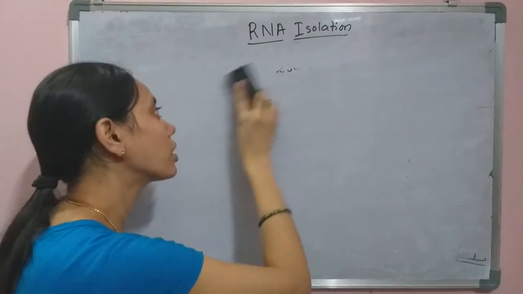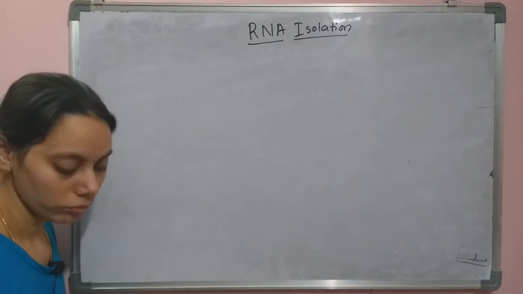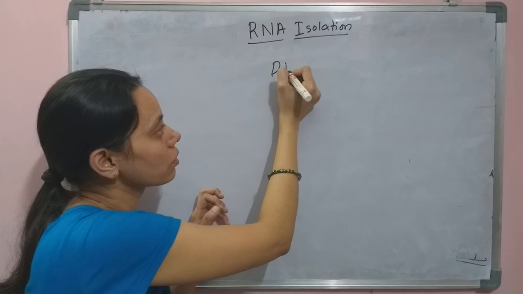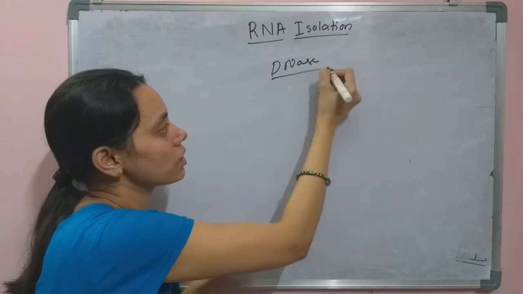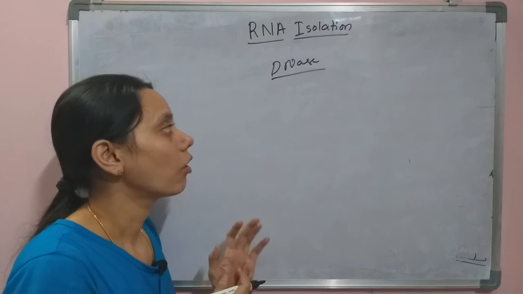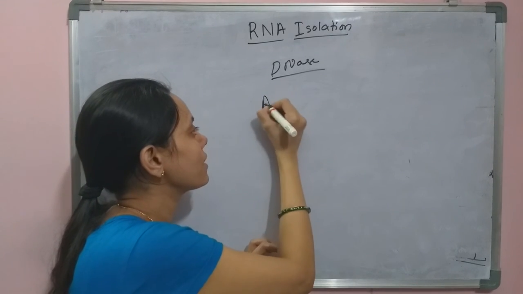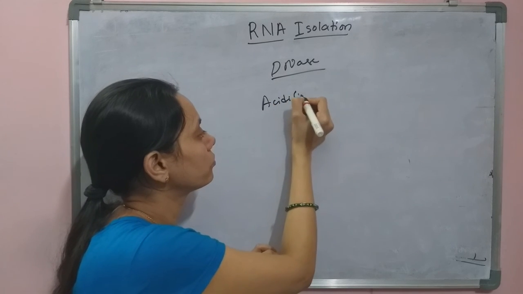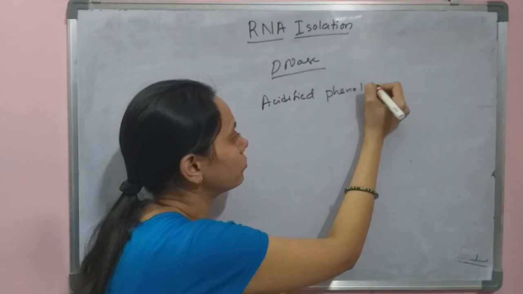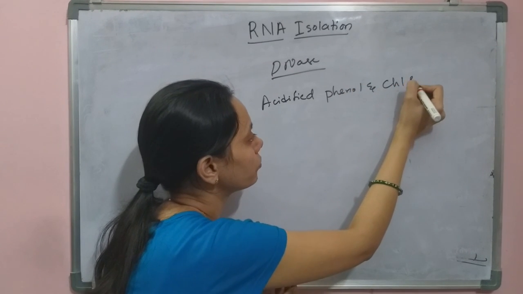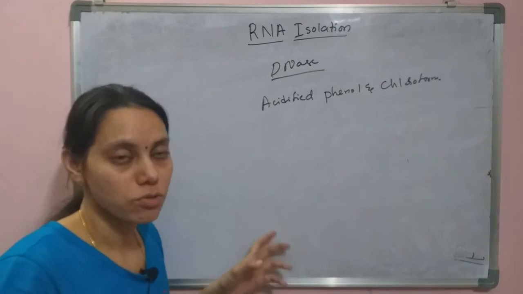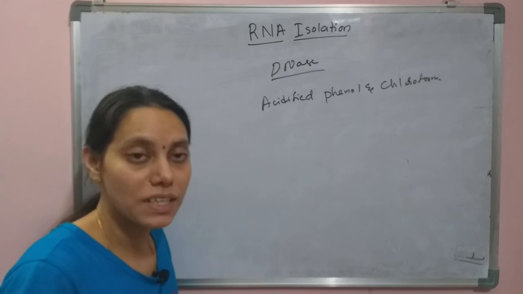And also, how do we purify the RNA if it is contaminated? Here we are going to use DNases. DNases are the enzymes which degrade the DNA. We can simply use DNases, or else we can also perform acidified phenol and chloroform. Using these two solvents, we are going to have one extra phase separation step.